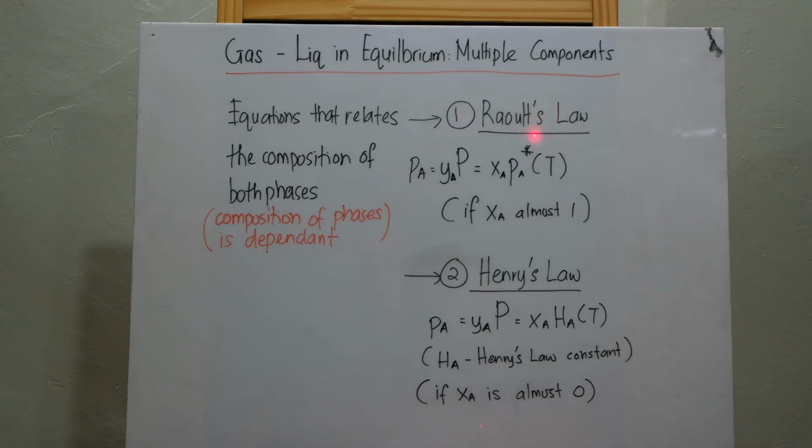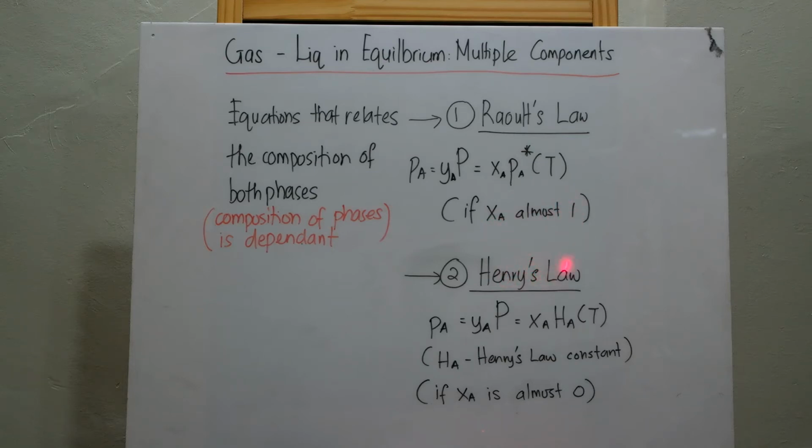We will still use the Raoult's law that we used for single condensable. However, we're going to extend it for multiple components. And for Raoult's law, if we want to use this equation, we have to know that x_A, the mole composition of the component, is almost 1, for one particular component.